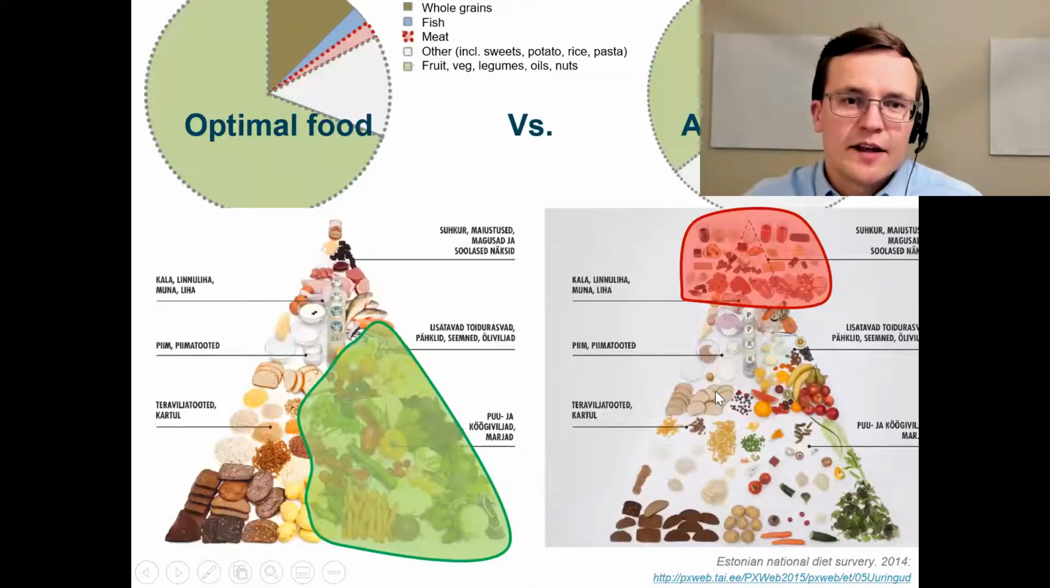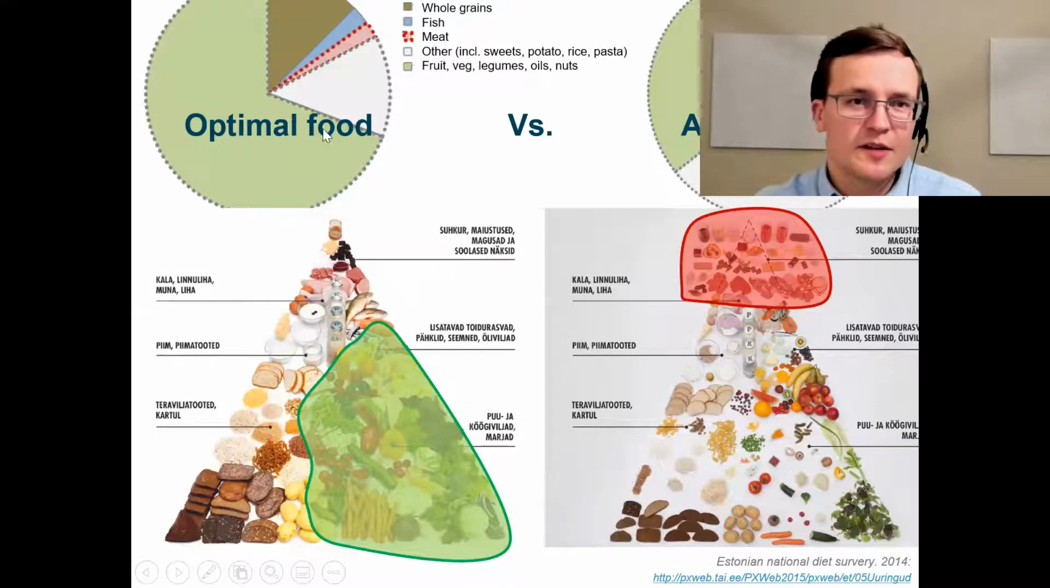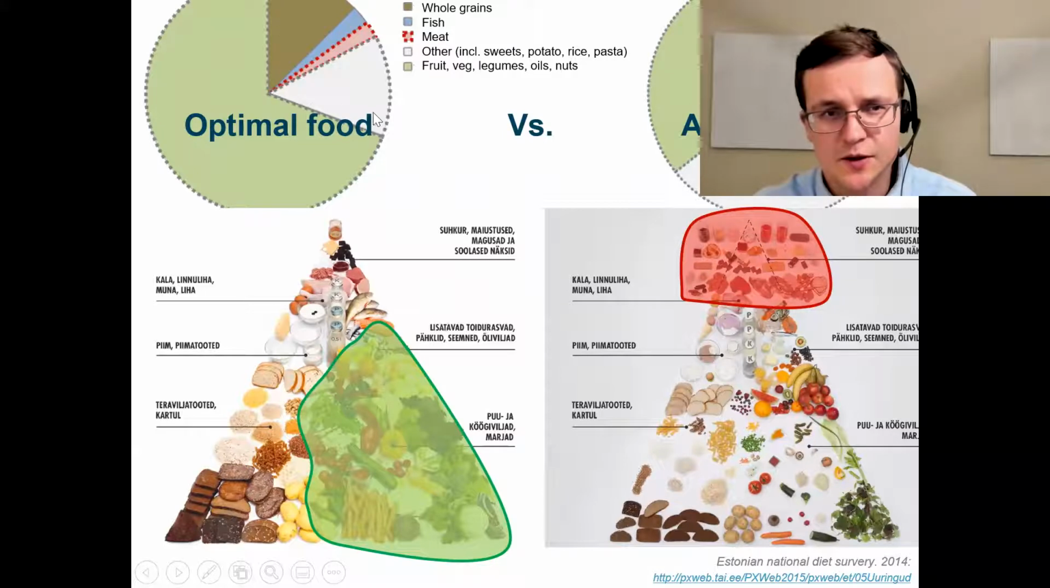Okay, so that's just the idea of alcohol. And the final one, which is also one of my pet favorites, is food. So what we should be eating, if you look at the science, is lots of fruits, veg, legumes, oils, and vegetable oils and nuts. Around two-thirds or even three-quarters of your diet should be plants, this green stuff.